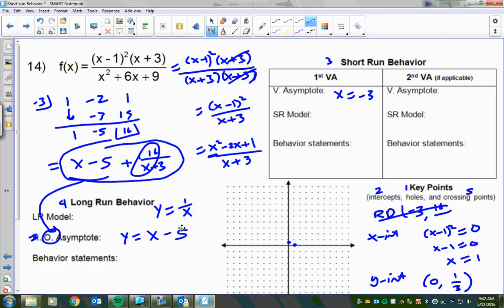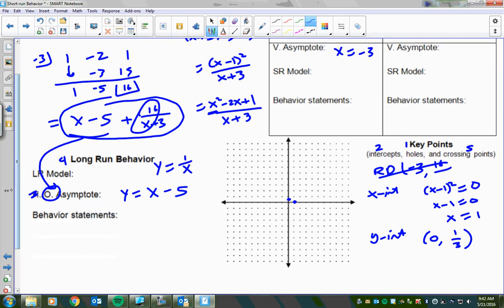Now, I need to pause because I was saying I was going to do the crossing points, and I got off track. Let me say it again. In the long run, this proper rational function tends towards 0, so in the long run it approaches that line. The crossing point occurs when this part equals 0, because then your function equals the asymptote.